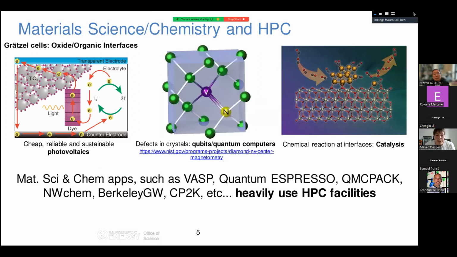You probably know that most of the materials science and chemistry applications that you run on supercomputers all around the world are among the most heavily used on this kind of facility. And some of these names might be familiar to you, software packages like VASP, Quantum Espresso, QMCPack, NWChem, BerkeleyGW, CP2K, and so on and so forth.